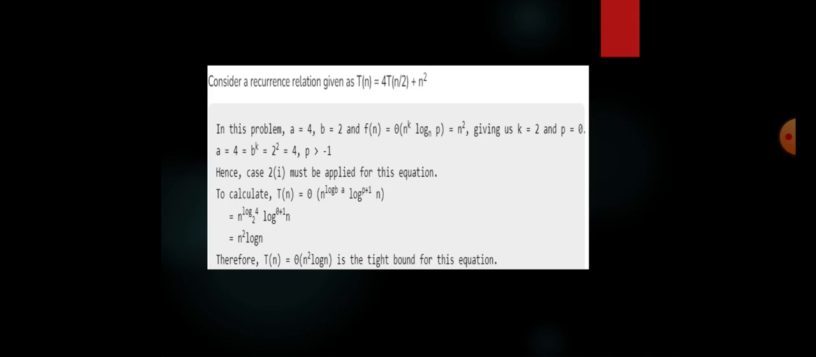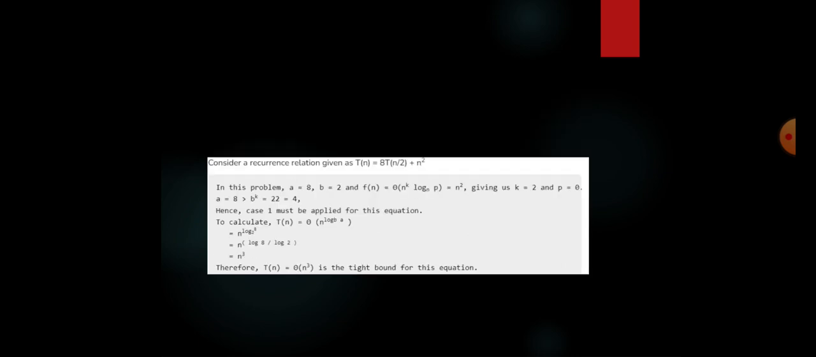Similarly, consider one more example where T(n) = 8 T(n/2) + n^2, where a is equal to 8. We know that b^k, which is 2^2, is equal to 4. So a is greater than b^k here, and you have to apply case 1. When you apply case 1, the formula is T(n) = big O of n^(log_b a). Applying that, you will get big O of n^3. This is how we can solve the problem using Master's method.